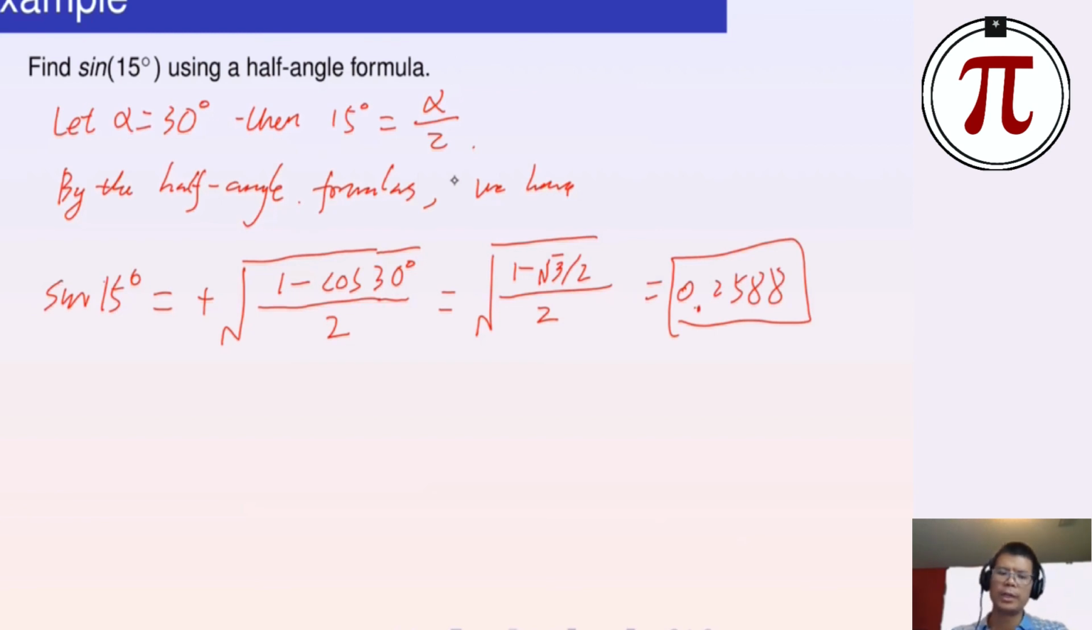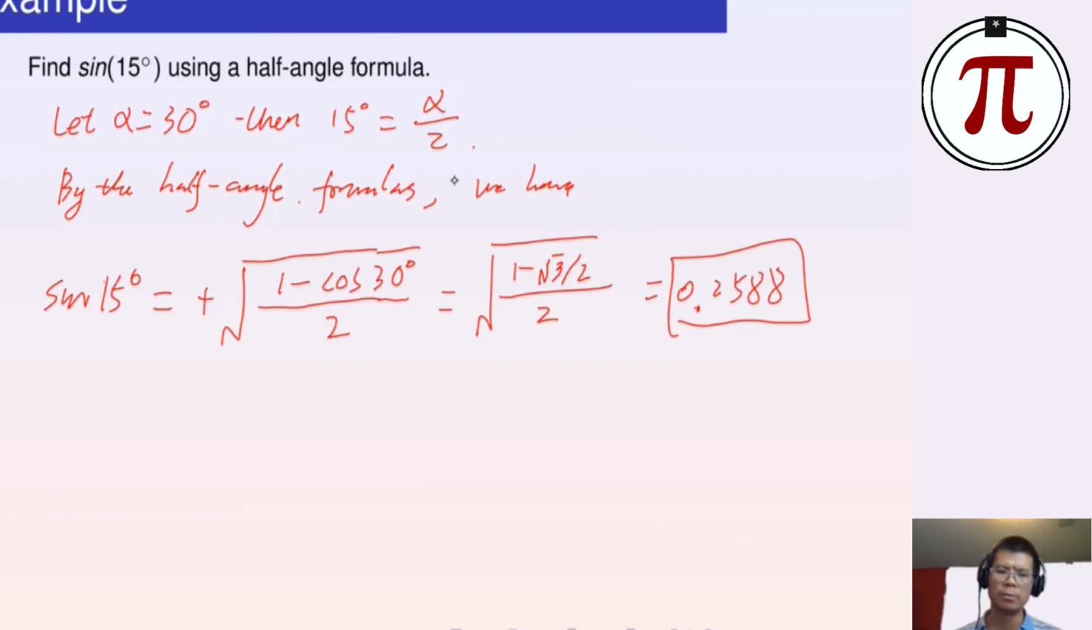See what we did? 15 is not a special angle. However, we can use the half angle formula to find this. Sine 15 degrees equals the half angle formula. Because 15 is in the first quadrant, it's positive, so we take the positive square root of this.